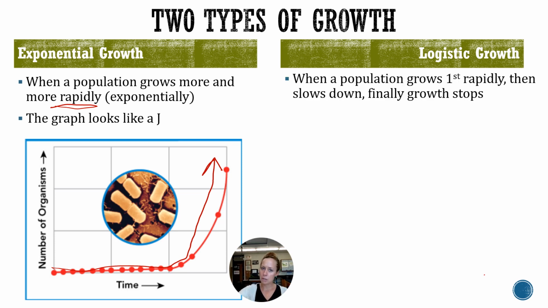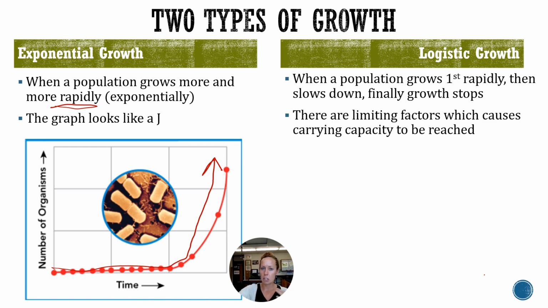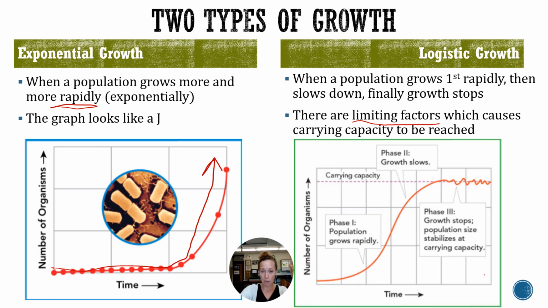The next one is logistic rate. This is when the population grows fast at the beginning, but then slows down and finally stops. For logistic growth, there's usually some kind of limiting factor, right? A limiting factor is something that causes the population to reach the capacity of the area, okay? So we have 3 different phases to this growth, right? We have this phase 1 where our population grows rapidly. So that would be this area.